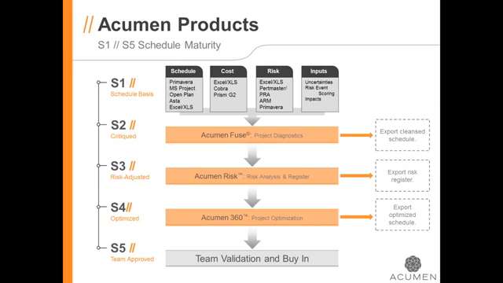You'll use the S1 process to begin to develop your baseline plan. Now, your baseline is not complete at the end of S1, but it's ready to be critiqued as part of the S2 process. That's where our Acumen Fuse solution comes in with its project diagnostics. It also has the ability not only to observe your schedule, but it has the ability to cleanse your schedule in certain areas as well to increase its quality.